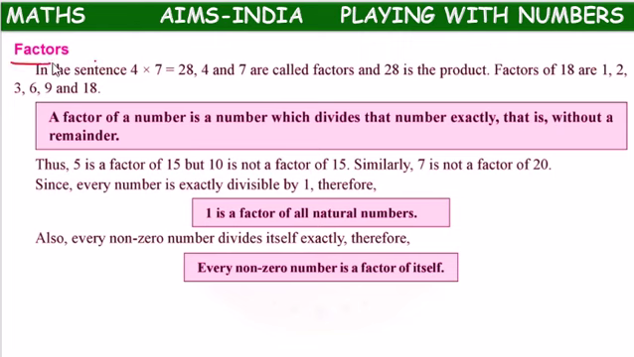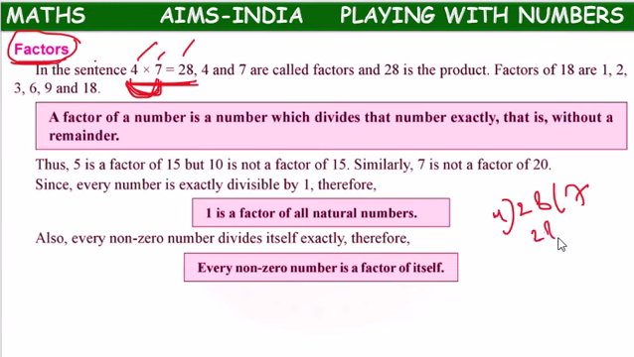So our today's concept is factors. Today, in this video, regarding factors we are going to learn. If you observe this multiplication, 4 into 7 equals 28. So here 28 is the product of 4 and 7. 28 is the product of 4 and 7 means this 28 can be divided by 4. 4 7 times 28, means it can be divided by 4 completely.